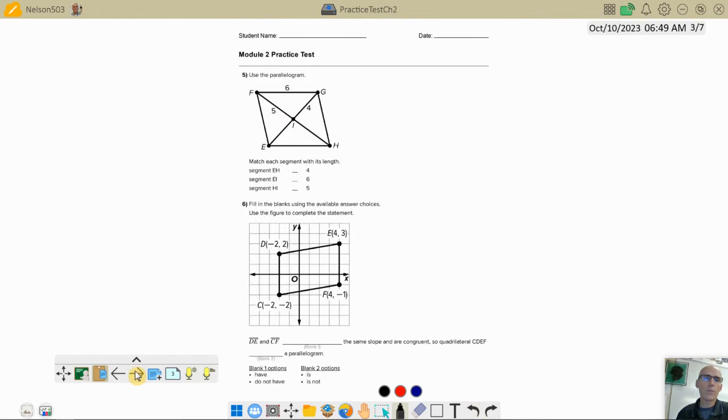All right, we just got done with problem 4. Here comes number 5. Use the parallelogram. Now, remember, none of this stuff's going to be here. I'm going to cut all this stuff off. It's not going to be a matching exercise. It's going to be fill in the blank.